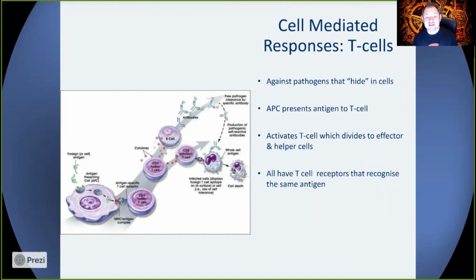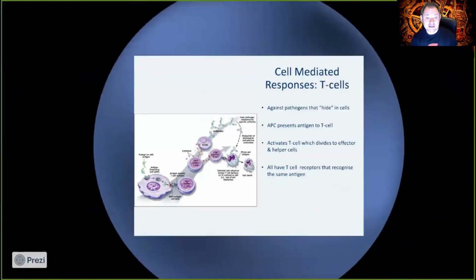These cytotoxic T cells will then look for infected cells. They find an infected cell, a cell with the relevant antigen. They will stimulate that cell to die. They will kill it.